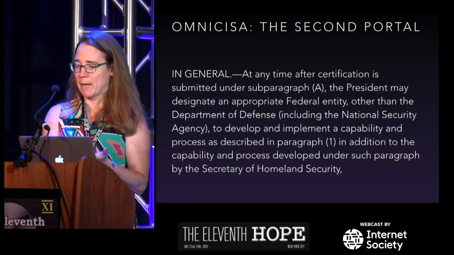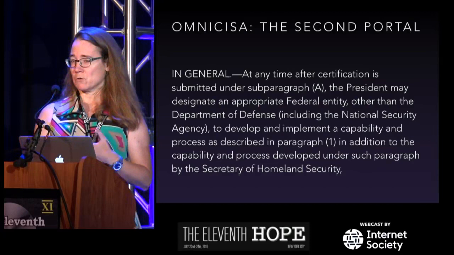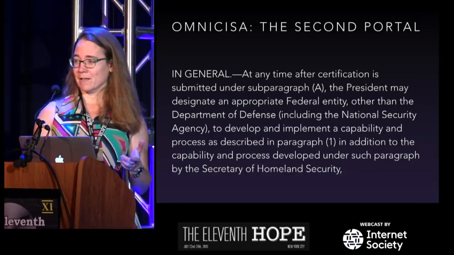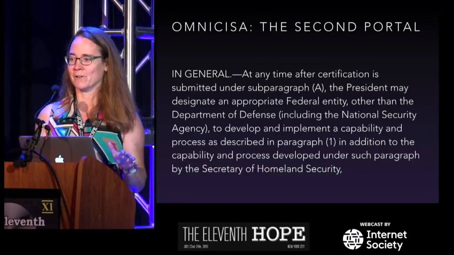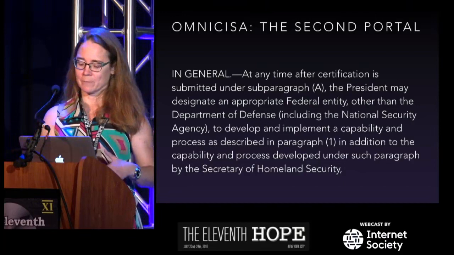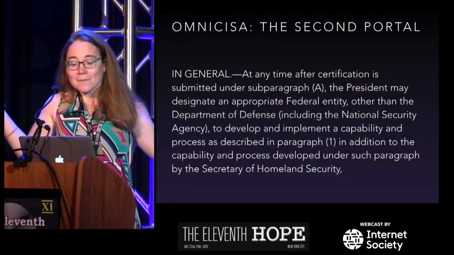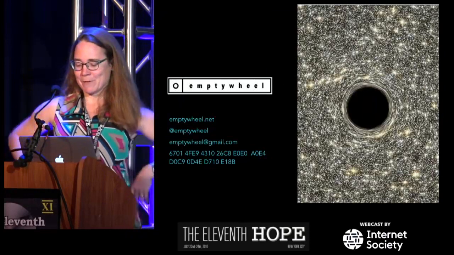So we should expect that. I've asked two members of Congress, maybe three now, do you think you'll get told? Are you part of the Congress that will get told if FBI gets a new portal? And even people who are on the committees that should get told were sort of like, well, I don't know. So those are my black holes.